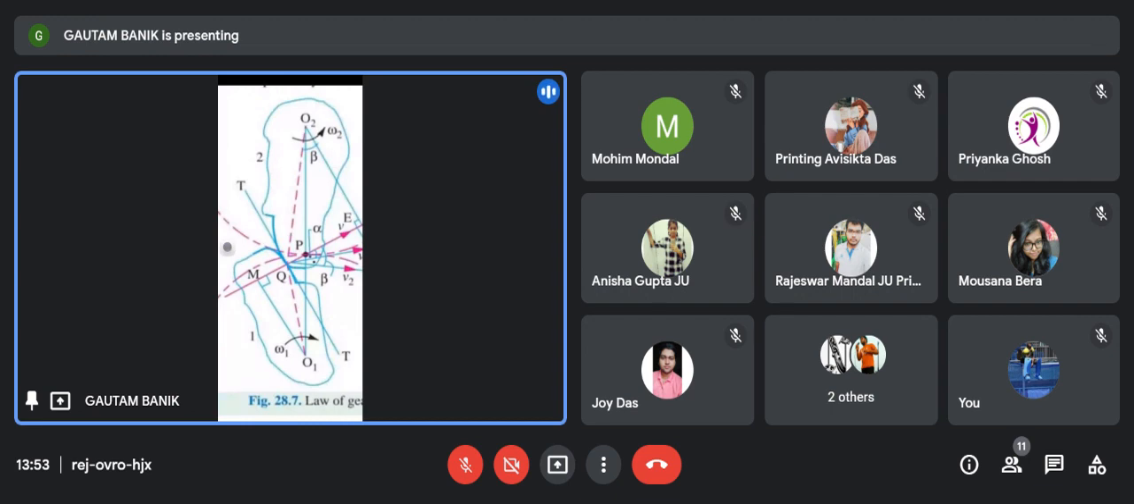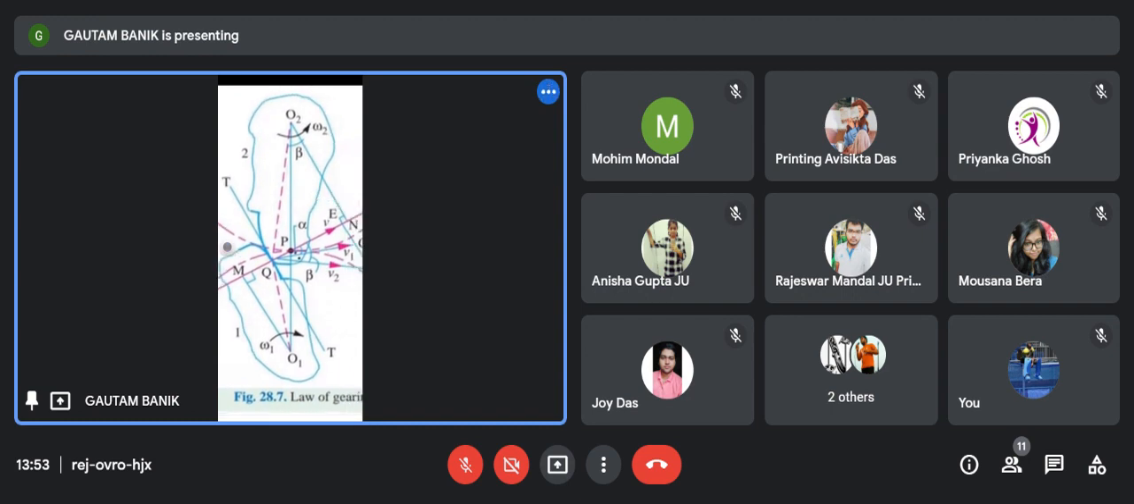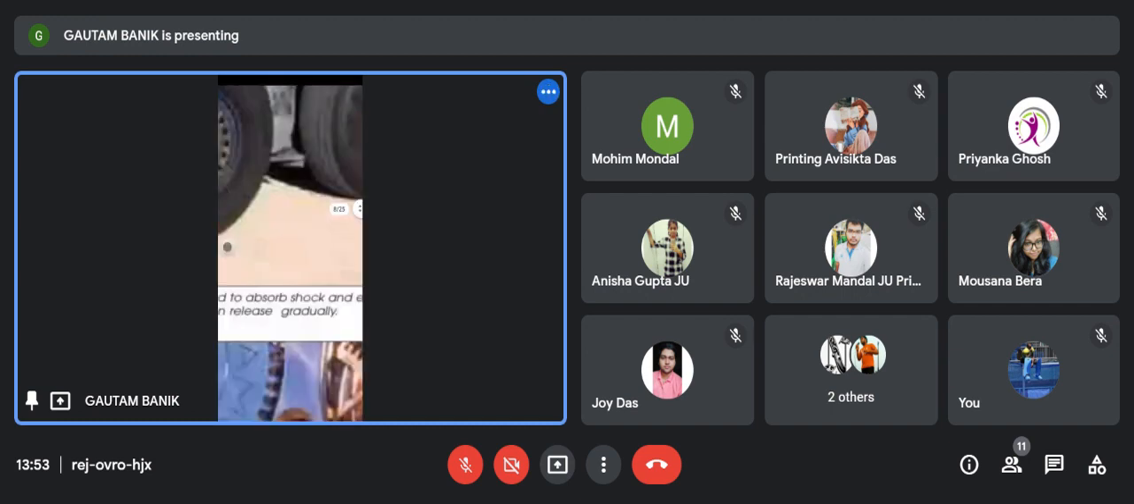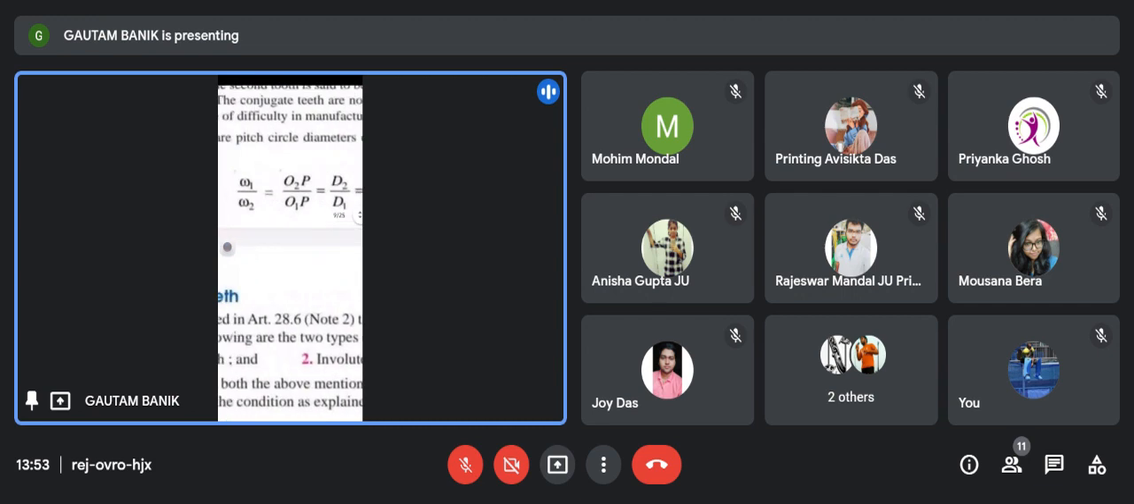So comparing these two triangles, PO2N and MO1P, these are right angle triangles. You can calculate by comparing these triangles. We will get this ratio, that is omega 1 by omega 2 is equal to O2P by O1P.